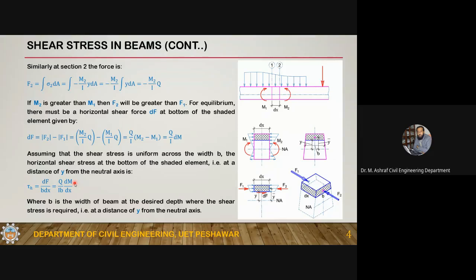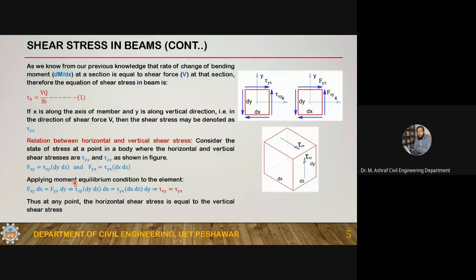Now according to the definition, we know that the rate of change of bending moment is equal to the shear force. So dM by dx is equal to the shear force V. If you have a constant bending moment diagram, then the shear force at that location will be equal to 0. There will be no shear force acting on that segment of the member where you have a constant bending moment. But usually bending moment varies, and if there is a variation in the bending moment, there must be a shear force, and the rate of change of bending moment is equal to the shear force.